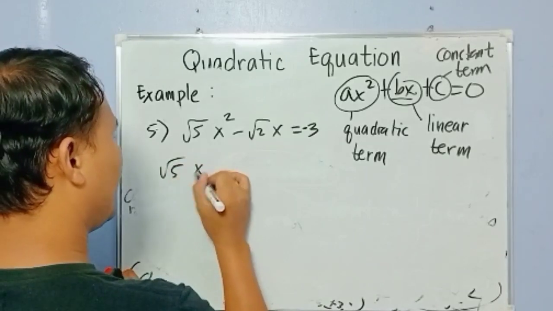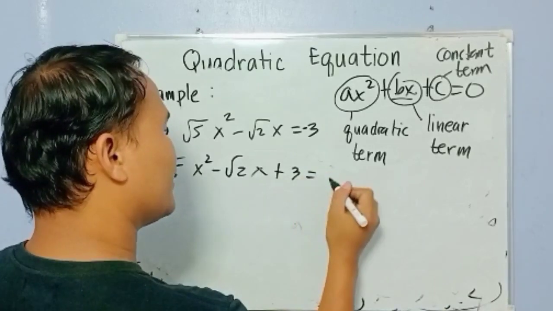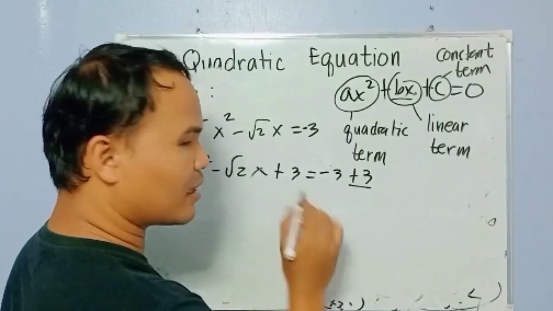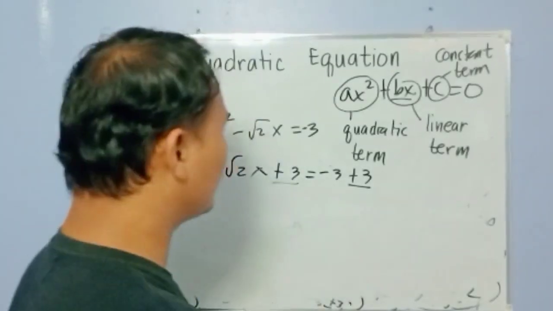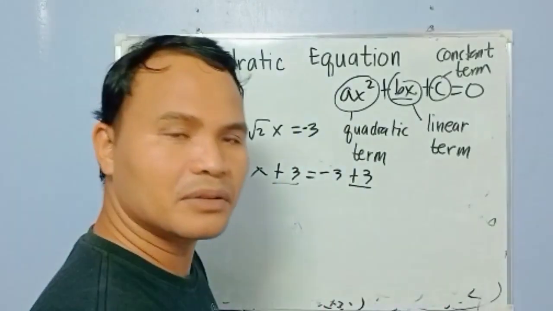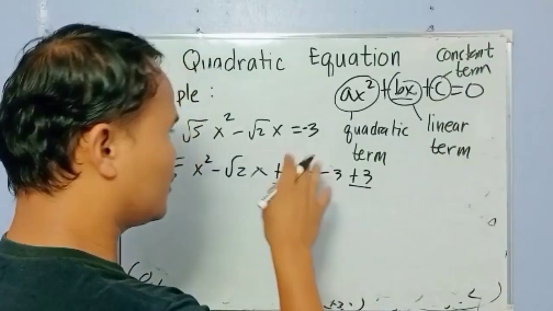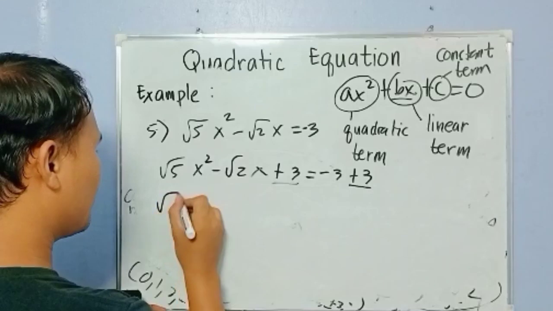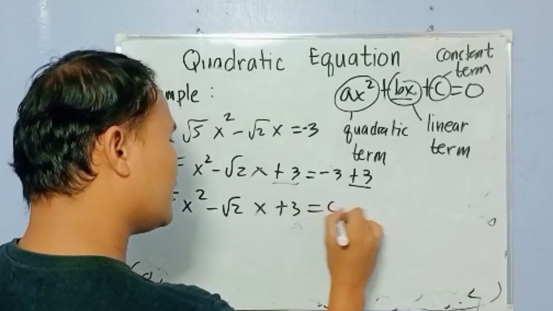Square root of 5x squared minus square root of 2x plus 3 equals negative 3 plus 3. As you observe, I added 3 on the right side and I added 3 on the left side. Why plus 3? It's because we are going to make this negative 3 to 0. So for it to become 0, we add its additive inverse, plus 3. So this will become square root of 5x squared minus square root of 2x plus 3 equals 0.